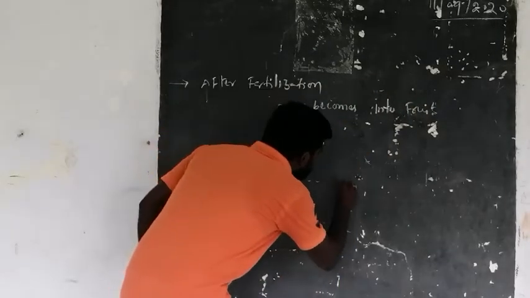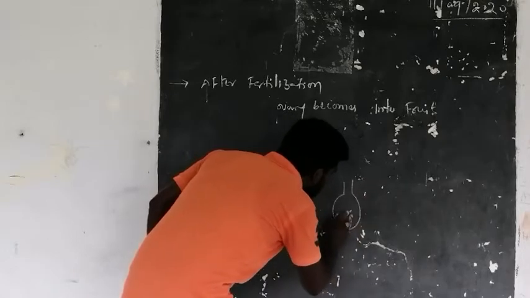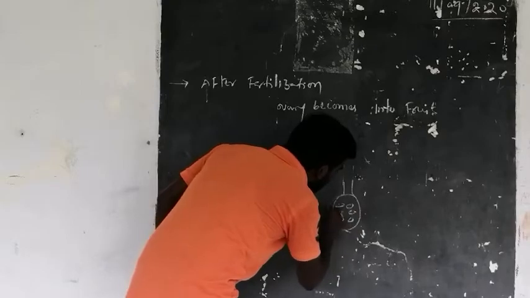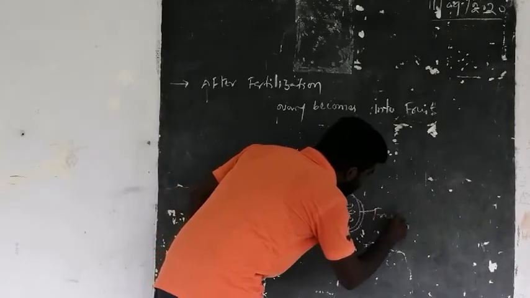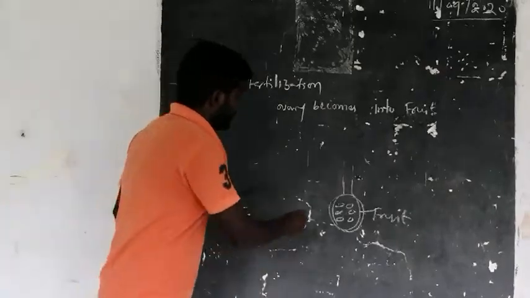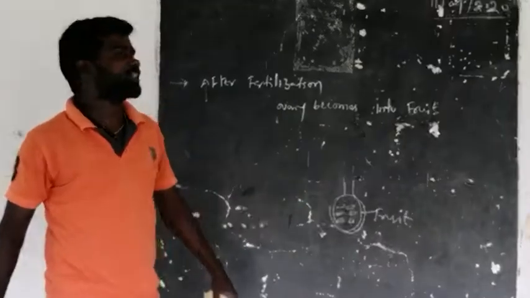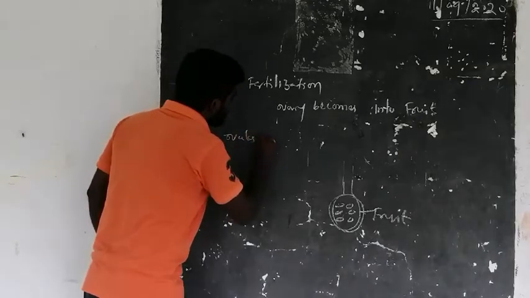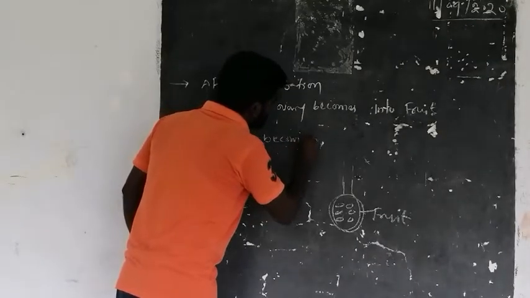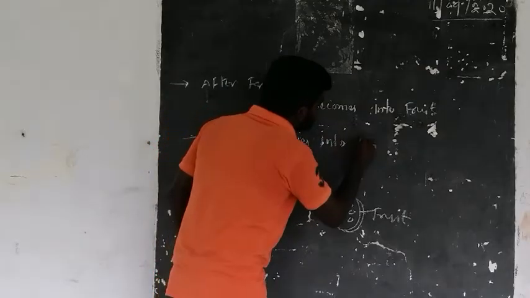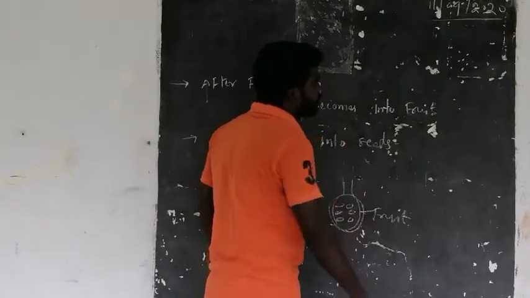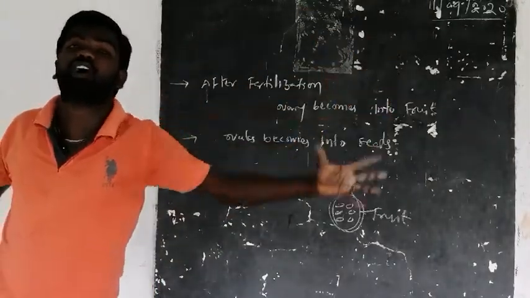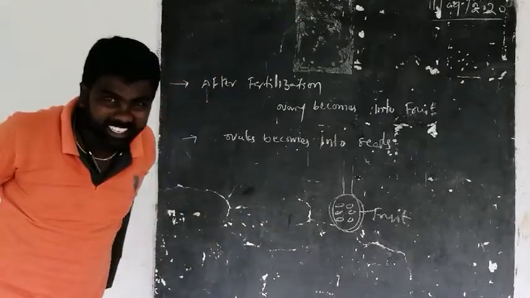This ovary becomes fruit, and the ovules which are present inside the ovary become seeds. So what do we need for the next generation? Seeds are required for the production of more plants.